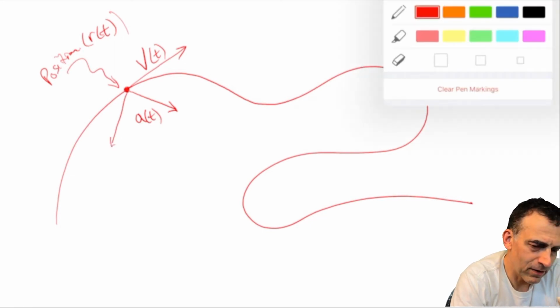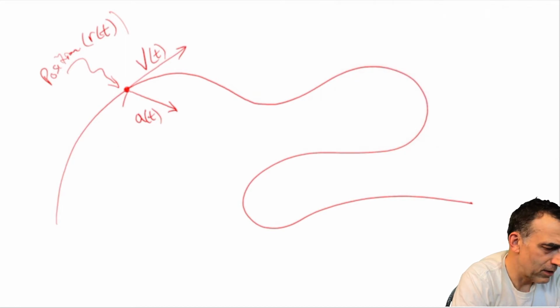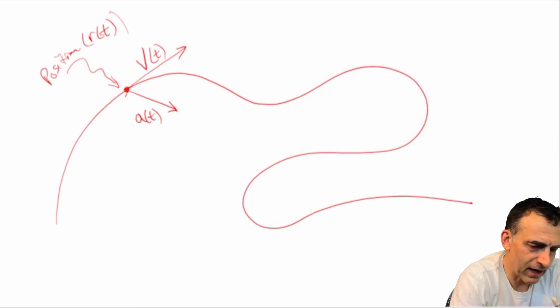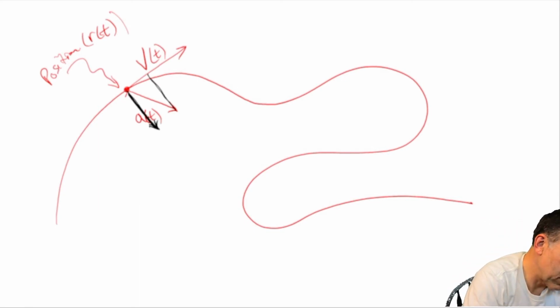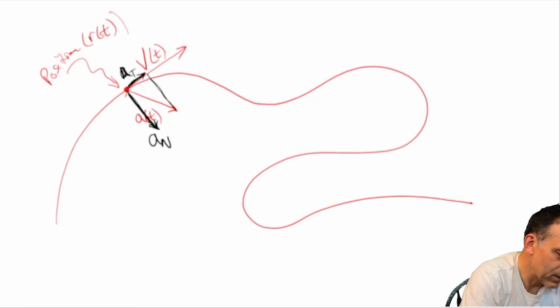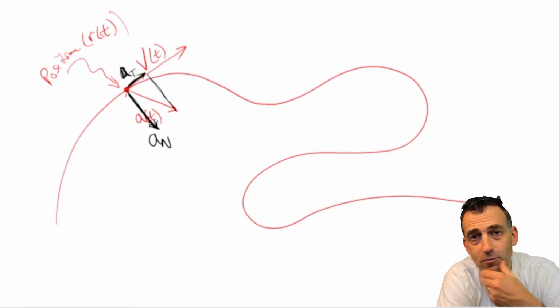But the important thing that I wanted to show you with this diagram is that the acceleration has 2 components to it. One of those components is called the normal component of acceleration, this black thing that I've put in here, a sub n. And another part of it is the tangential part, a sub t. So when we talk about components of acceleration, we're talking about those.